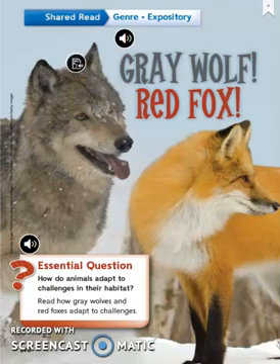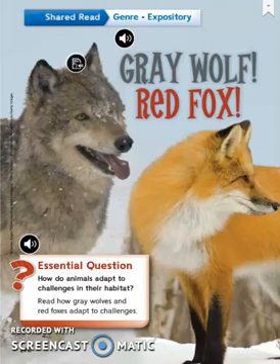Hello, children. Now, our reading selection for today is an expository text. Expository texts usually give us information and facts about something. Now, the title is Gray Wolf, Red Fox. And let's read the essential question. How do animals adapt to challenges in their habitat?